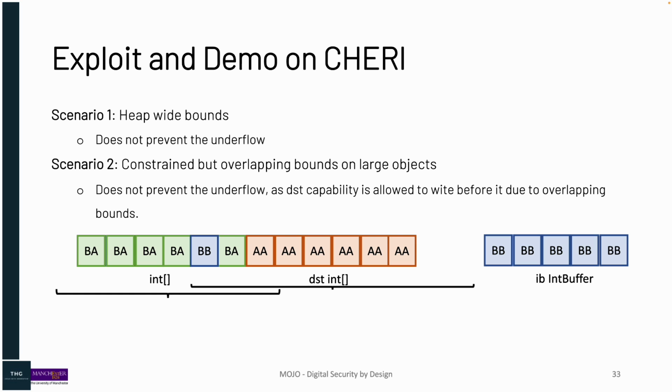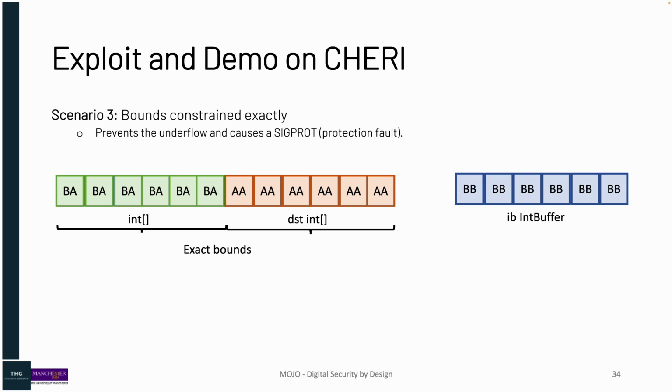One thing I do want to highlight is that I'm using extremely large arrays to do this exploit, because the arrays need to be really large to cause that underflow on the dest array offset. So this is why in this case we have really large overlapping bounds, because we have really large objects. Now let's go on to scenario 3, which is what I'm actually going to be demoing later. This is where our bounds are constrained exactly. This means that you can't write before the dest array, and that all objects on the Java heap only have access to themselves.